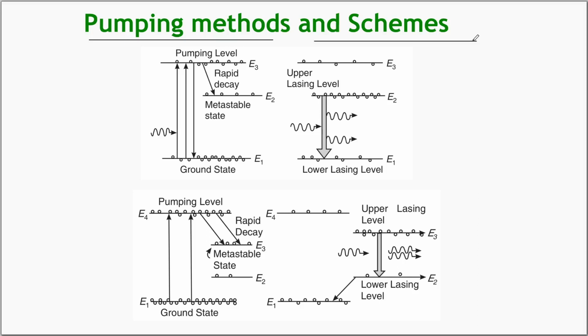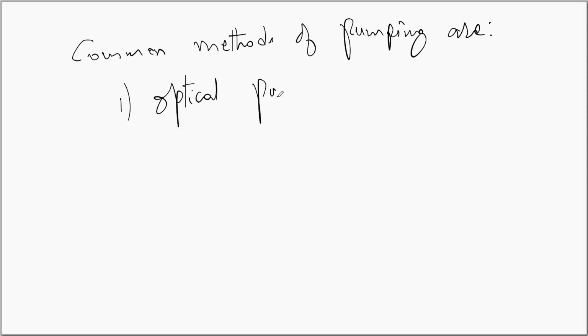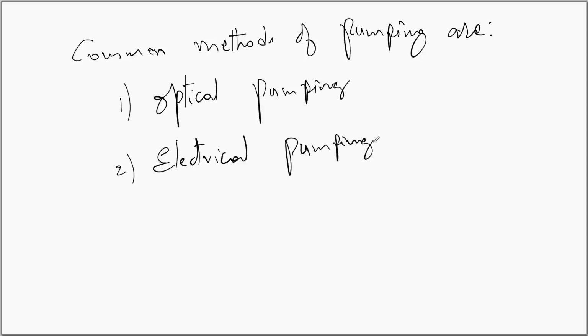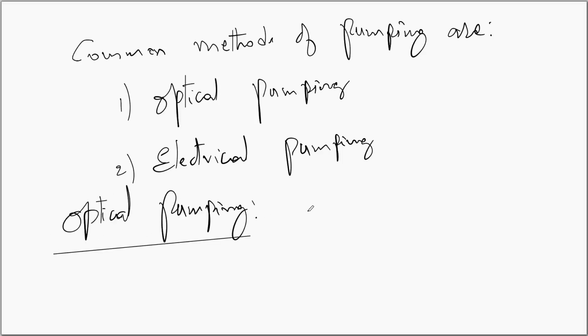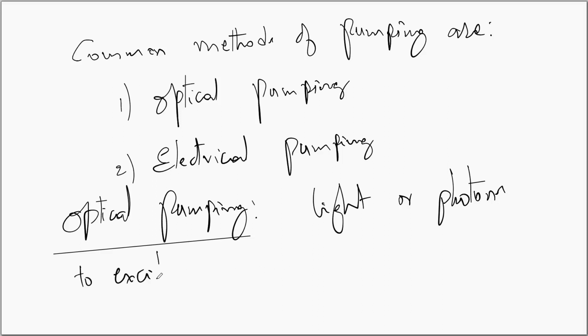The most common methods of pumping are optical pumping and electrical pumping. The first one being optical pumping, the second one is electrical pumping. These are the two methods that are commonly used. Now we shall discuss the optical pumping. By the name itself, one can understand that we are going to use light or photons in this pumping method. The optical pumping method uses light or photons to excite the atoms.